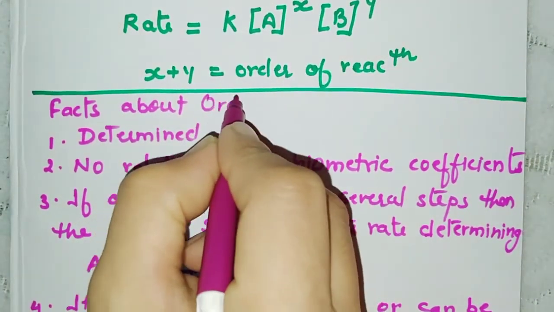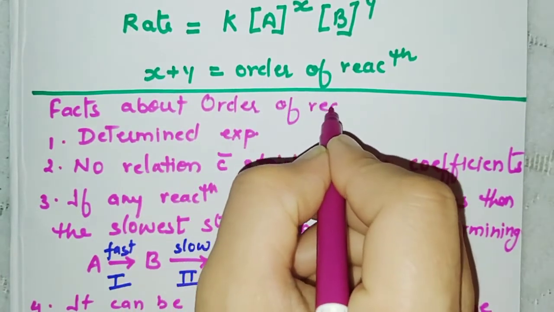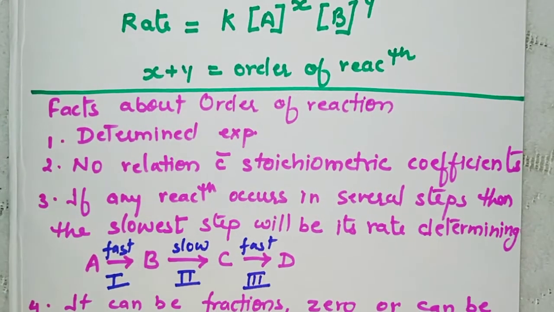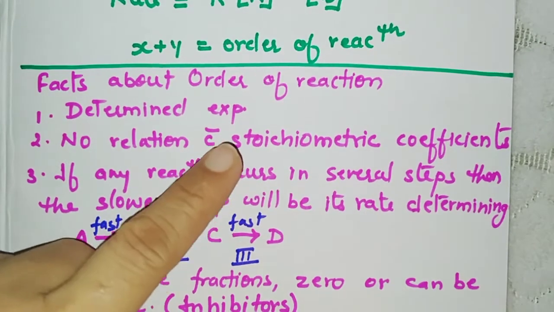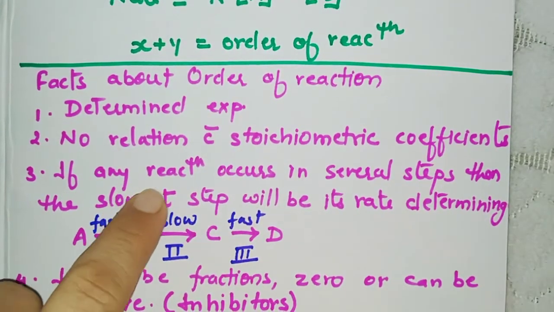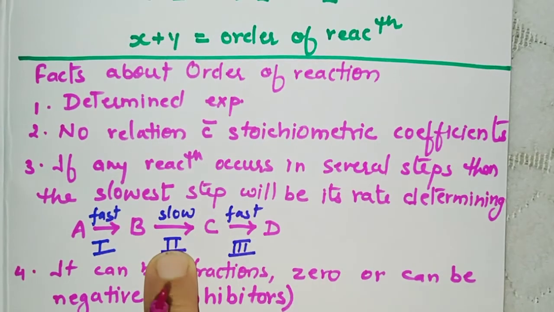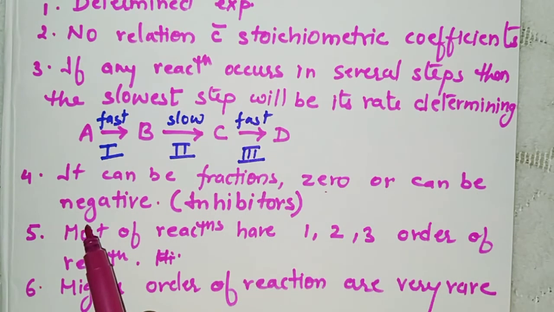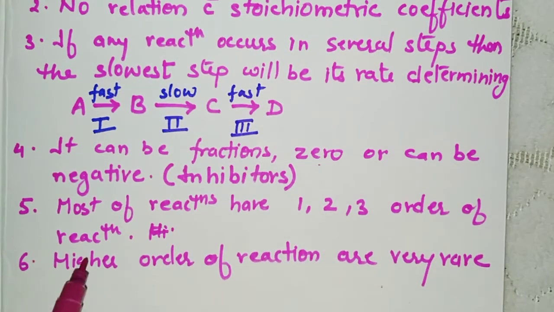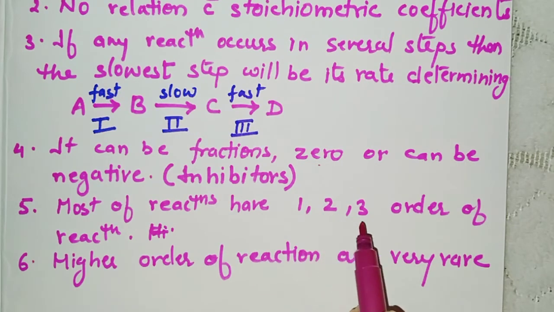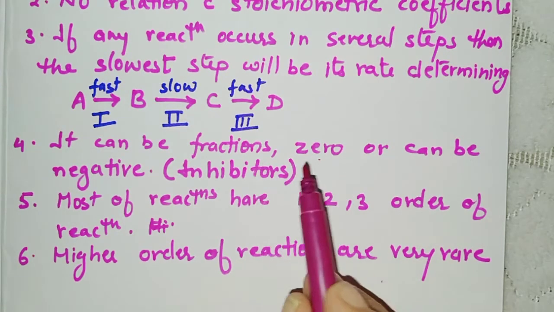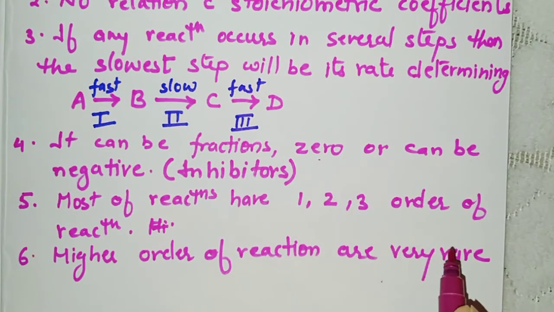Facts about order of reaction. It can be determined experimentally. It has no relation with stoichiometric coefficients. If any reaction is in several steps, then the slowest will be its rate determining step. It can be a fraction, 0, or a negative value. Most reactions have first order, second order or third order, whereas higher order reactions are very rare. These 0, fractional, 1, 2, 3 order reactions we will be studying in the next videos.